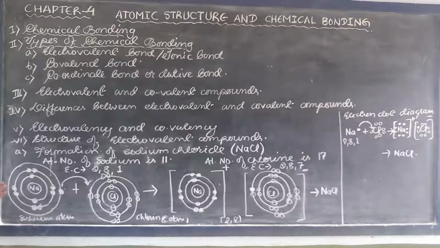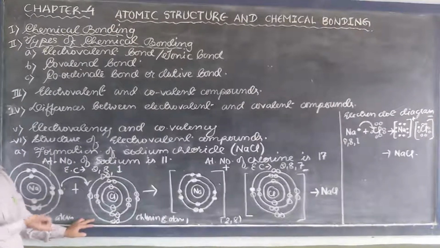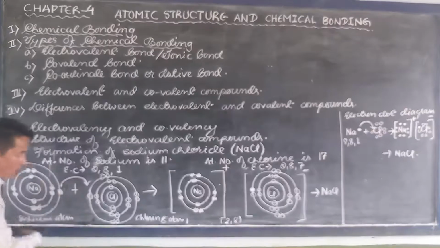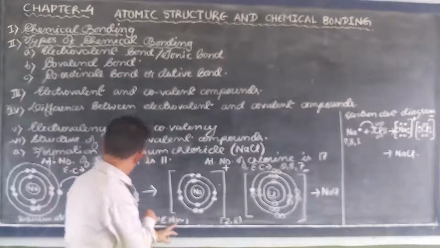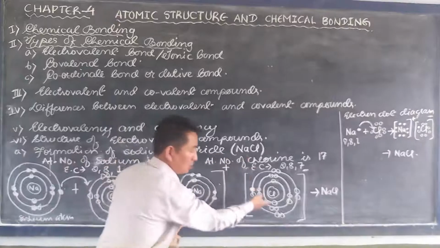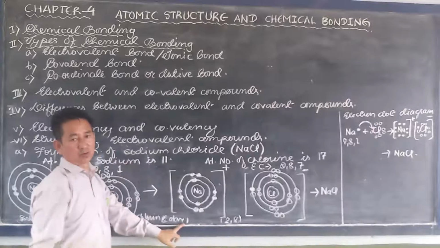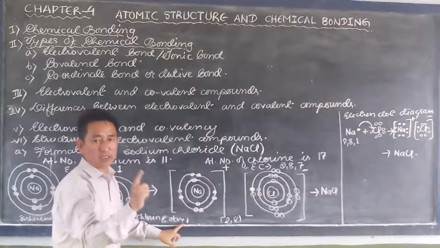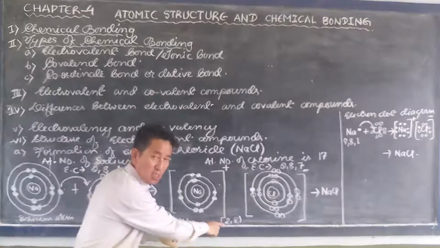Now here, the electron which is lost by the sodium atom is gained by the chlorine atom. This is before combination. Now after combination, the electron which is lost by the sodium atom is gained by the chlorine atom. Now the sodium atom loses 1 electron and acquires the stable electronic configuration of the nearest noble gas neon, whose electronic configuration is 2, 8.